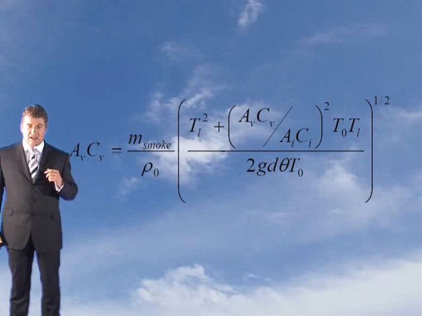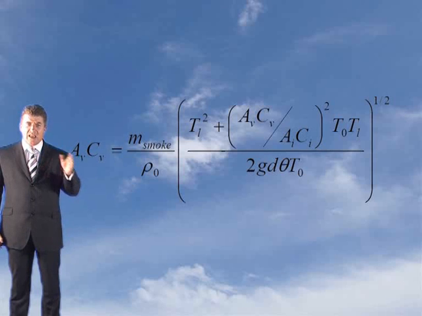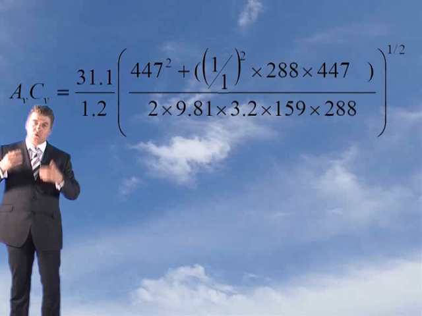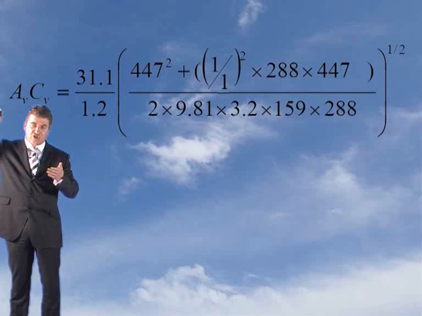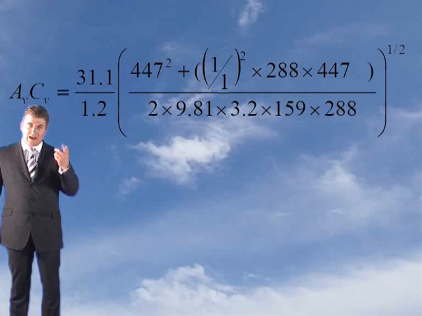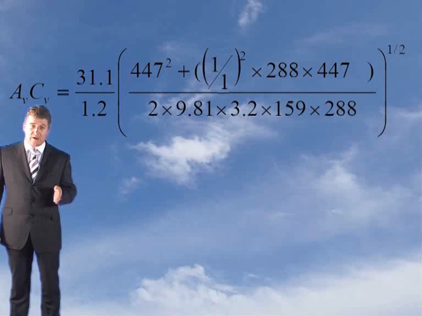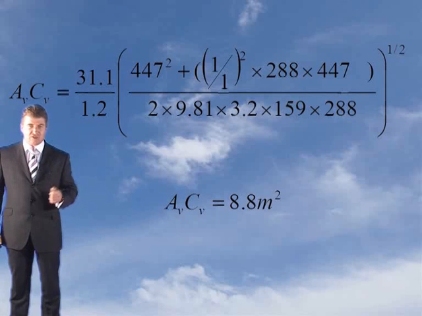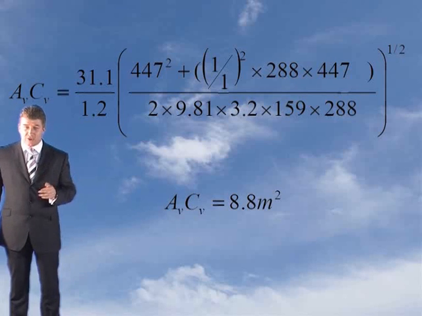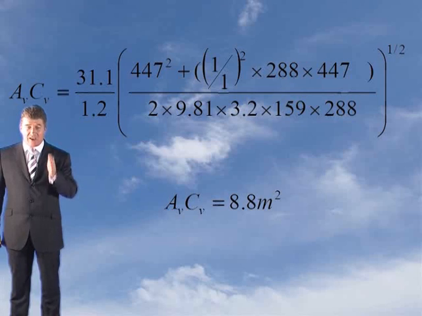Now, one thing to remember on here is when you get to your AVCV, AICI, there, you've only got two reservoirs. One is coming in and one's coming out. So the air provided can come from the other reservoir. That's why in there you'll see 1 divided by 1. The AVCV, if you put all your known variables in, you'd have got an AVCV of 8.8 square metres. So we need at least 8.8 square metres of aerodynamic area in each reservoir. Now that covers this step.